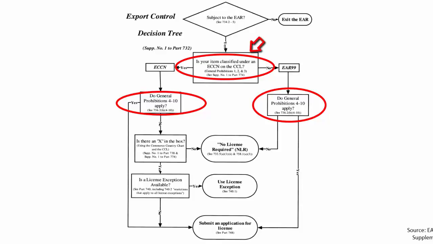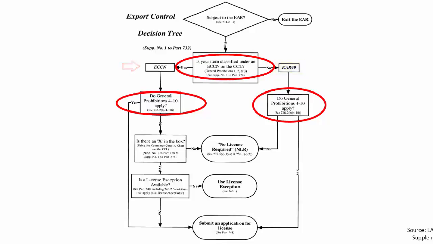As you'll note right in the middle in our rectangle, and we had briefly mentioned this in our previous section, one of the first questions we have to ask ourselves on the decision tree is, is our item classified under an ECCN on the Commerce Control List? And right below that, you see reference to the first 3 general prohibitions. There are 10. They're talking about the first 3 here. As we also discussed previously, albeit briefly, moving to the right, if the answer to that question is no, it's EAR 99. Move to the left. If there is an ECCN, you proceed from there.